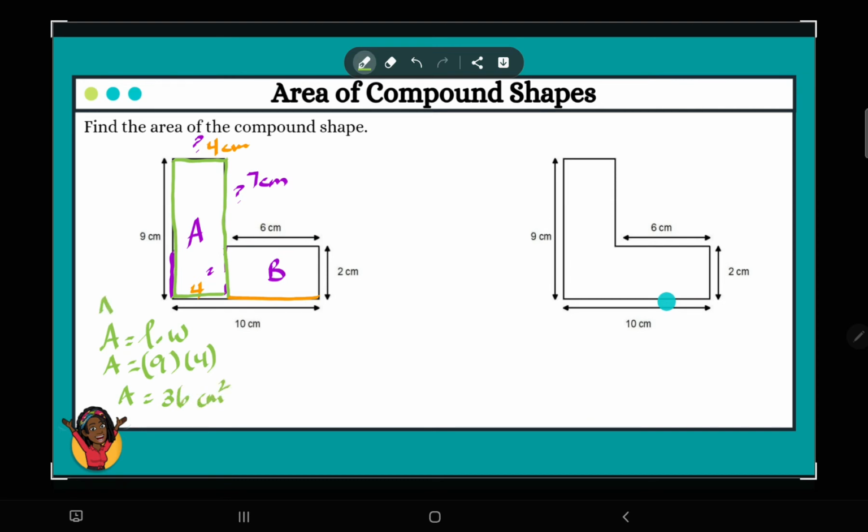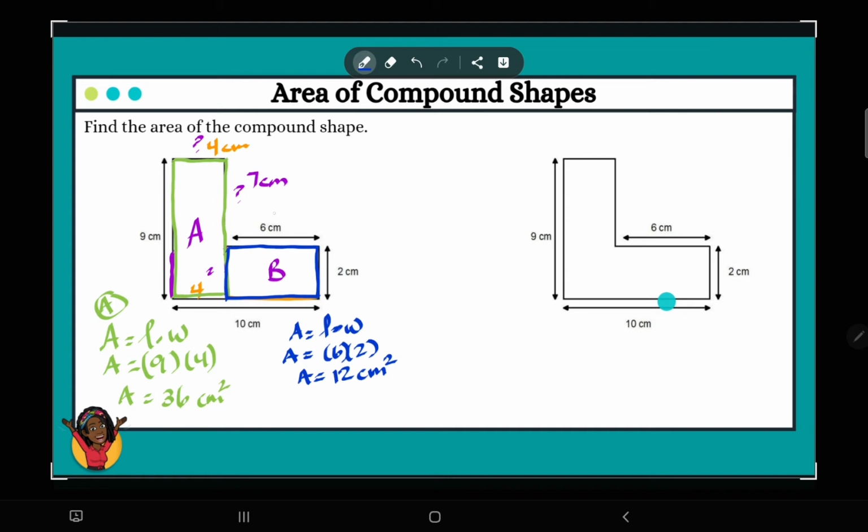So this here is rectangle A. Now rectangle B, I'm going to outline that rectangle in blue. And here I find that my dimensions are 6 and 2. So again, I'm using my formula, A equals length times width. And I'm using 6 times 2. So I find that that's 12 centimeters squared.